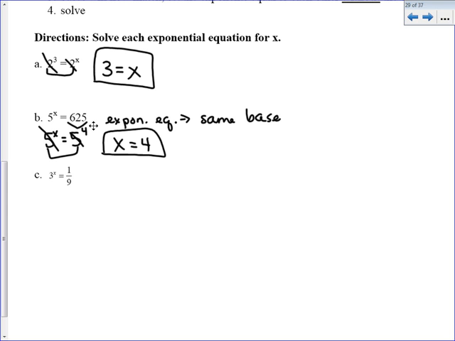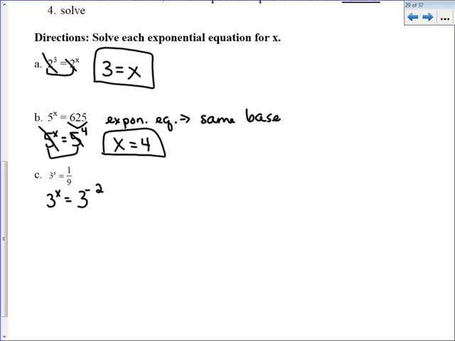3. So the left side is already base 3. It's 3 to the x. How could I rewrite 1/9 as 3 to some power? We've got to start by rewriting it. -2. So if you have a fraction, you know that it's a negative exponent, just like we had on Wednesday. And then 3 squared gives me 9. So 3 to the -2 is 1/9.